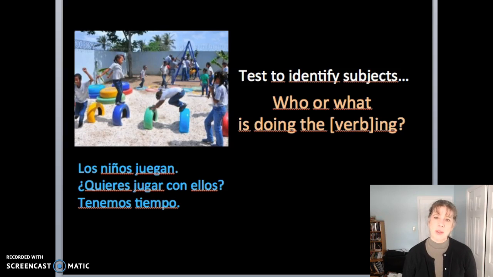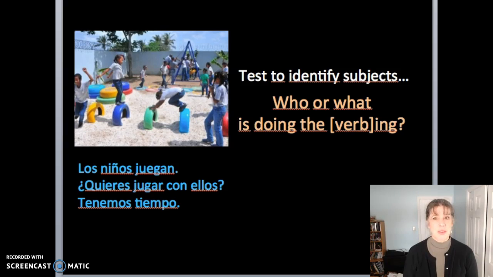But look at the second one, the question. It says, ¿Quieres jugar? Do you want to play? But the word you doesn't appear in the sentence. You have to know that quieres has an es ending on it, which for an er verb means it's the tú form. It can only be the tú form. There's no other option. This can only mean you, individual person who I'm talking to, who's my friend, do you want to play with them?